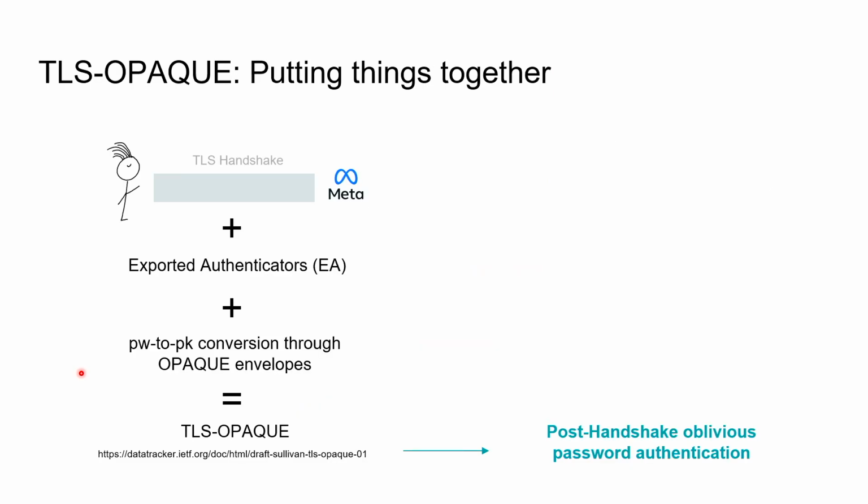Okay, so putting things together, on the first layer we had the channel establishment, which is the TLS handshake in this case. We saw that we can have public key authentication on this channel, tied to this channel actually. And then we saw that we can retrieve these public keys to authenticate with from a password. So this is, as I said, called the TLS-OPAQUE protocol, and it gives us post-handshake oblivious password authentication that we can just switch on in a TLS connection.